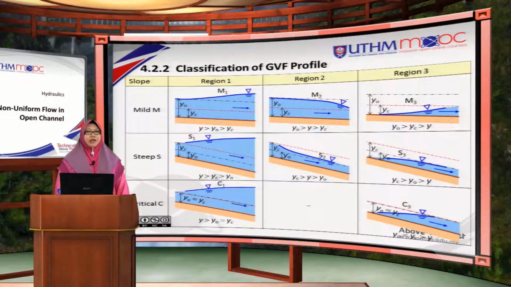Okay, all curves in region 1 have positive slope. That's why it is called the backwater curve. All curves in region 2 have negative slope. It's called a drawdown curve.